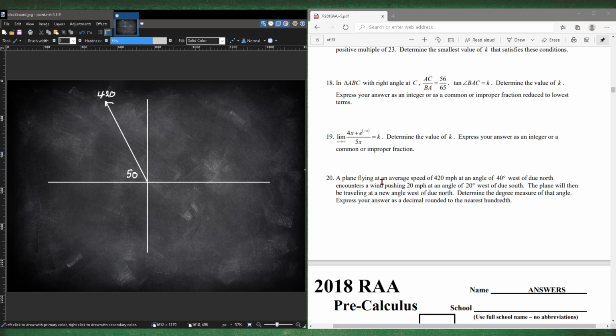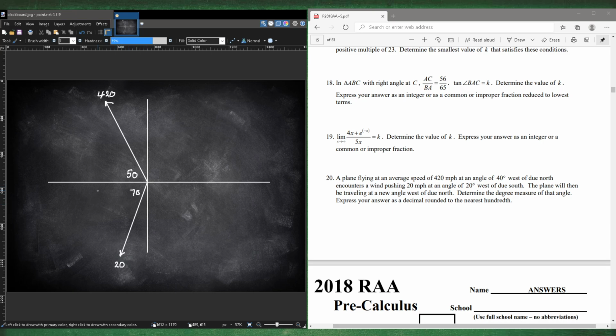Okay, and then it encounters a wind that's going 20 miles per hour at an angle of 20 degrees west of south. So south and then west, so it goes this way. Something like this, and it's going at 20 miles per hour. And this is 20 degrees. I don't like to use this, so let's put this as 70, because 70 plus 20 equals 90, so it's the same degree measure.